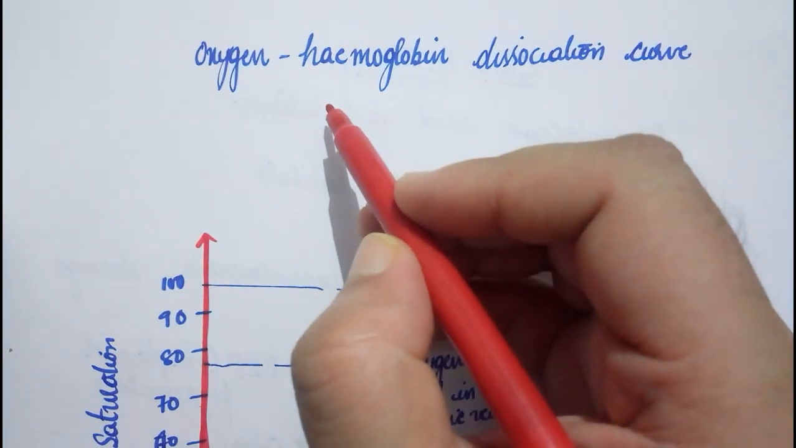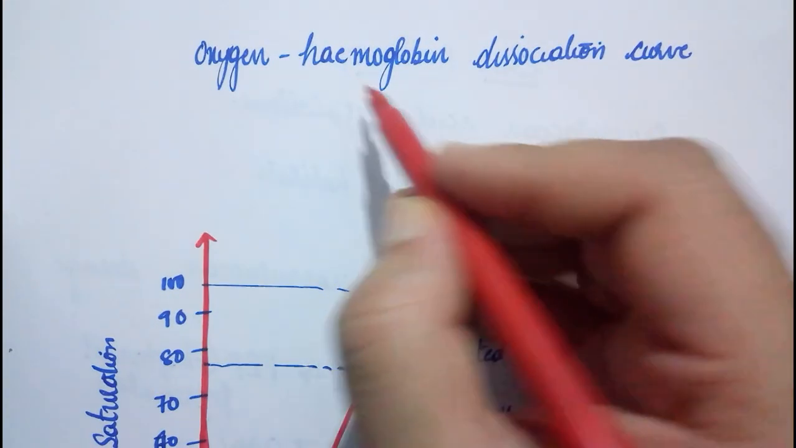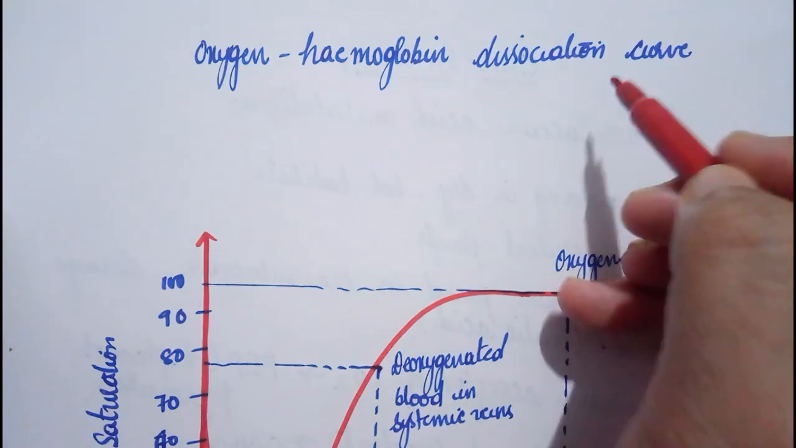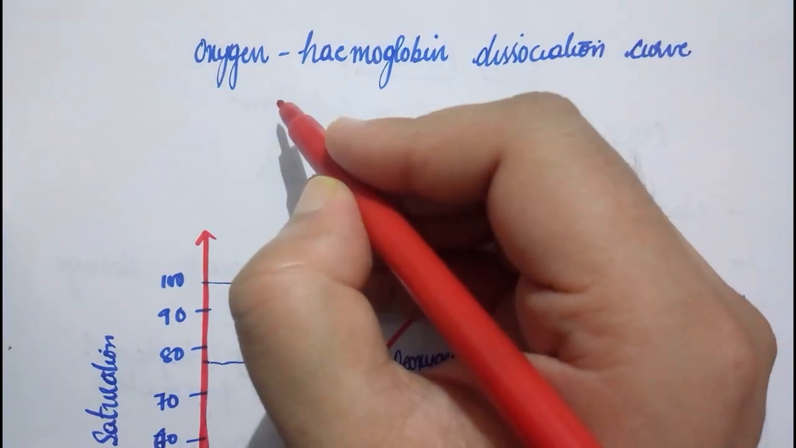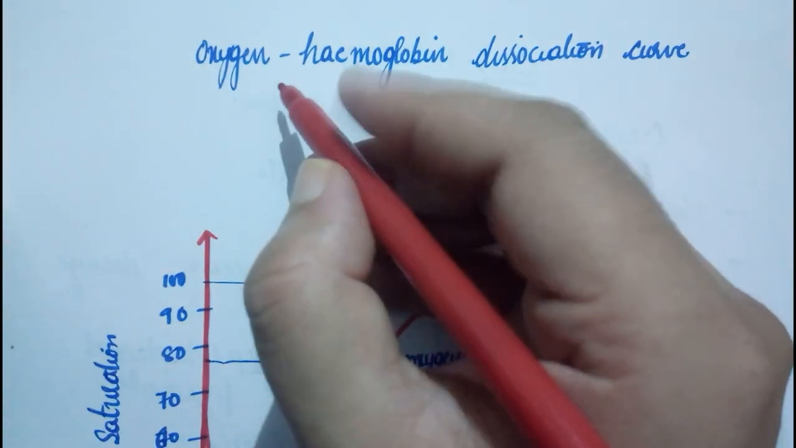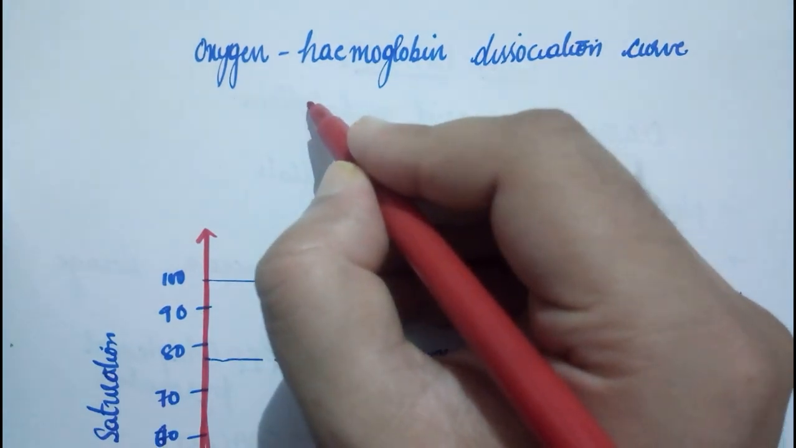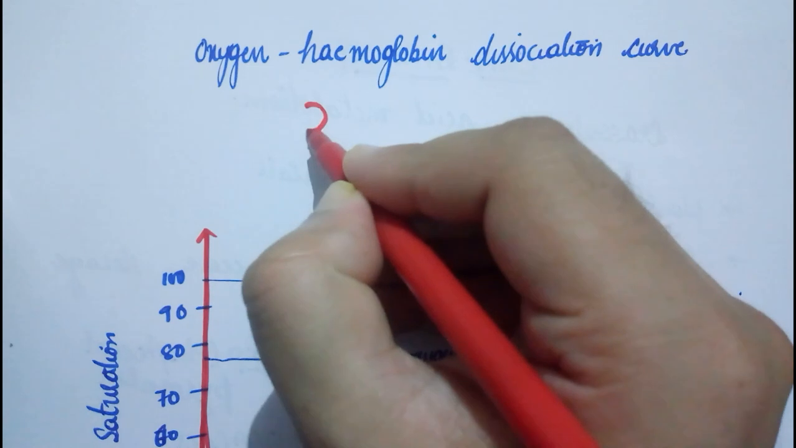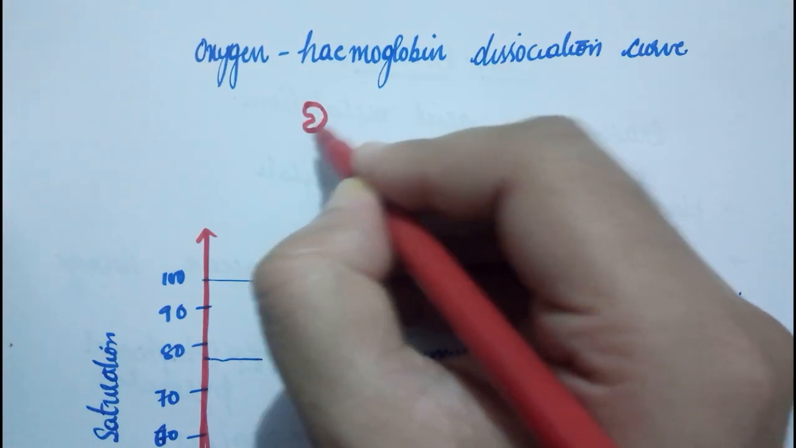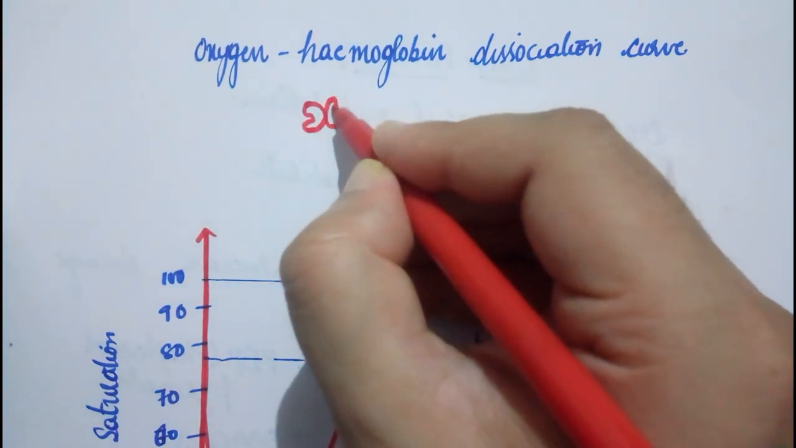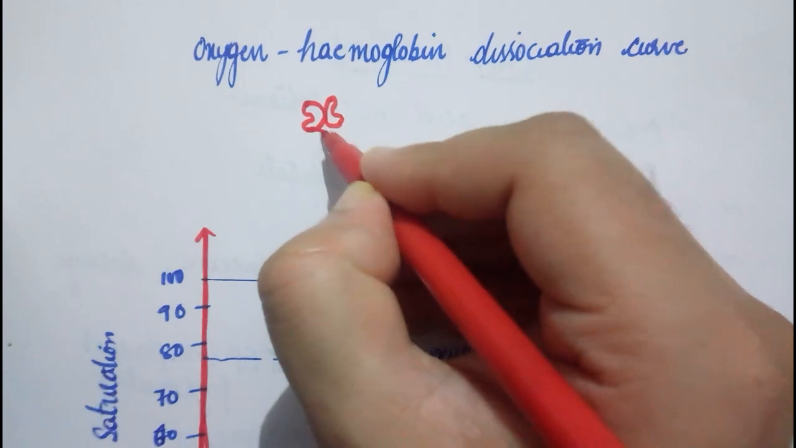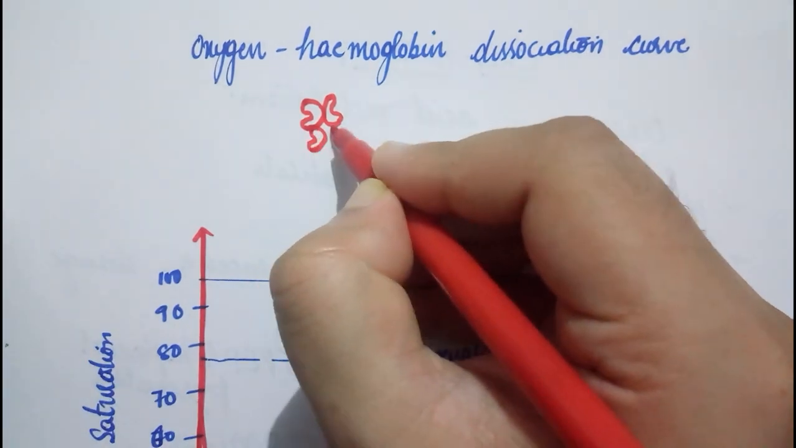Okay, hello. So we'll just see the oxygen hemoglobin dissociation curve. Now this is one of the very important concepts. So we know that hemoglobin is made up of two alpha chains and two beta chains. So let us assume this is the hemoglobin molecule.